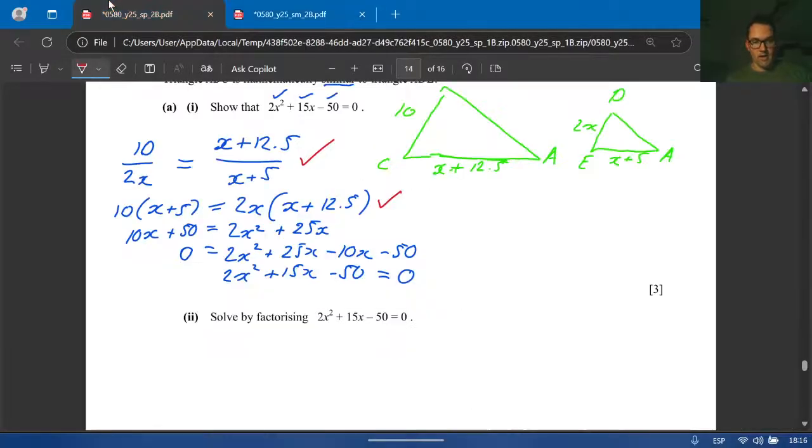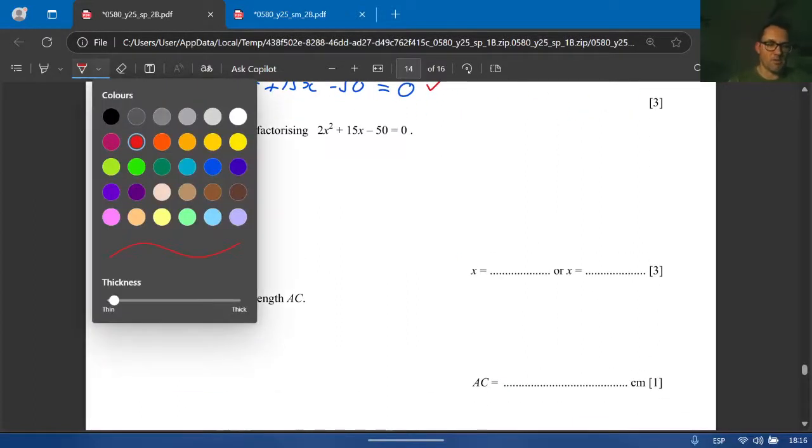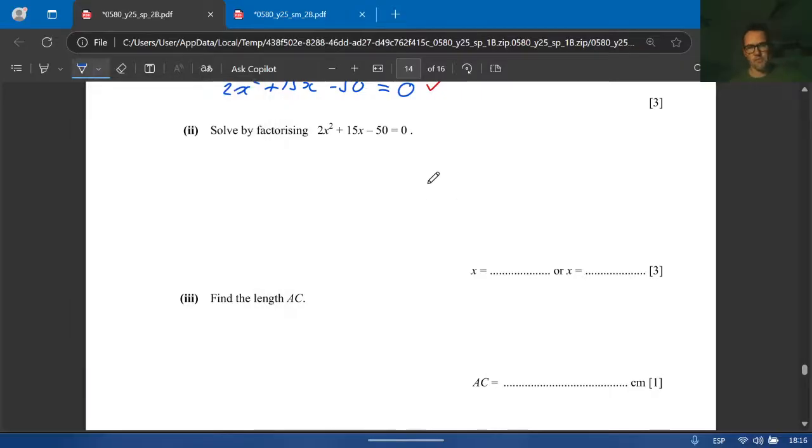And then all of that leading to this. So I mean, you get this mark if you have all the steps in between. Okay, that was a lot of fun. Then they say solve by factorizing. Now, there are different ways to do this. I'm going to show you one way. There's other ways on the internet as well, right?